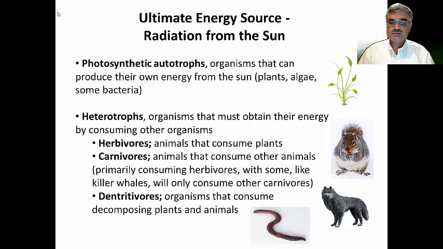Among the heterotrophs, we have herbivores, that is, animals that consume plants. We have carnivores, animals that consume other animals. And we have detritivores, organisms that consume decomposing plants and animals. I know that's a little yuck.